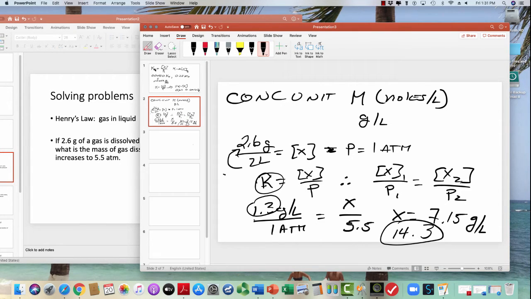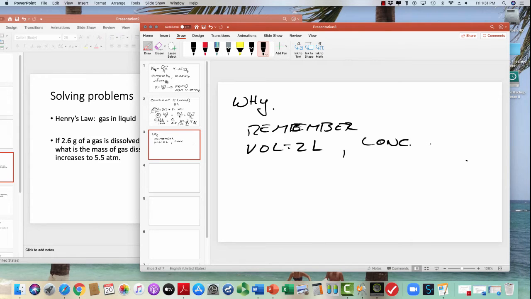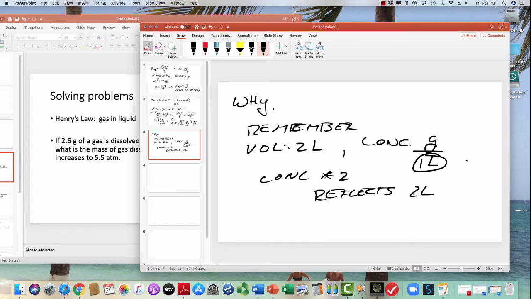This is my answer. Why? Remember, volume is equal to 2 liters, but the concentration is in grams per 1 liter. So whatever we get for the concentration, we times it by 2, which reflects 2 liters of our solution. That's why I multiply by 2.